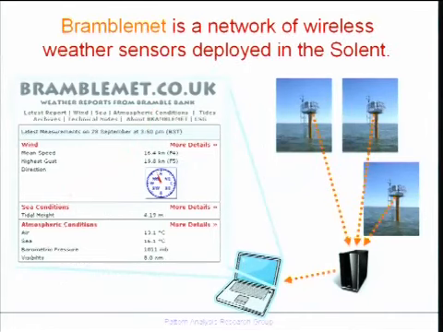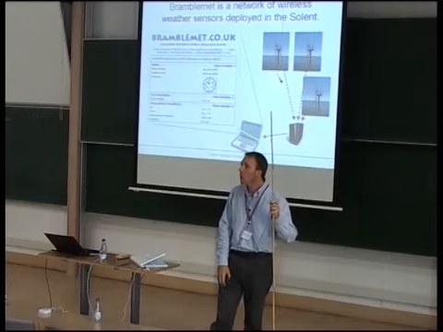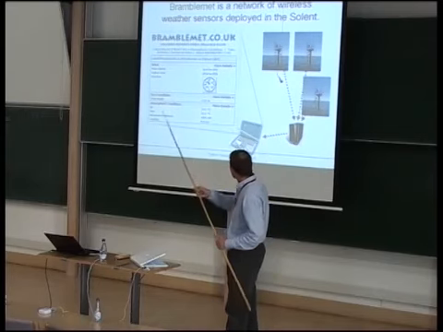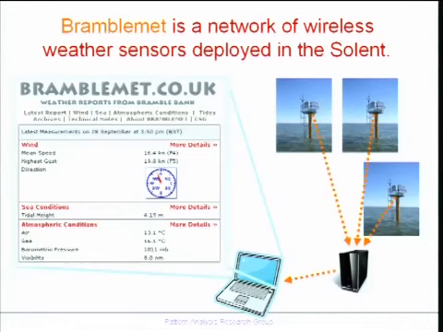So let me tell you a little bit about the target application here. This is being applied to the BrambleMet network of weather sensors. This is a distributed sensor network. It's really a sort of vignette, a proof of concept on a real weather network out in the Solent, and we're applying this in general to a very large number of distributed weather sensors which are distributed around the UK. And this is all part of a project called the Aladdin project, and I've put that down in the acknowledgements.